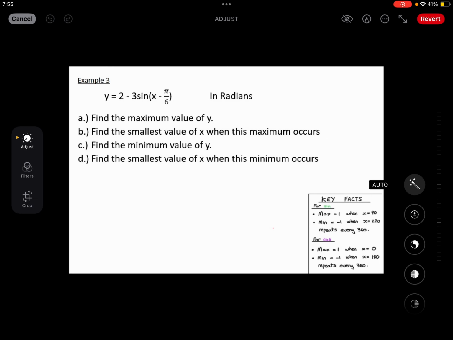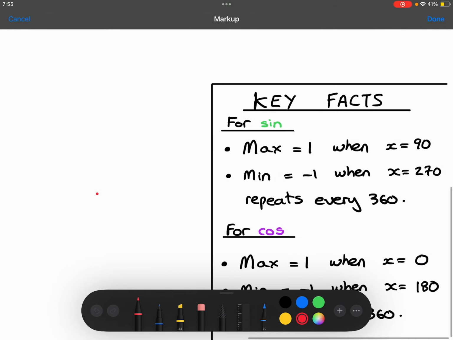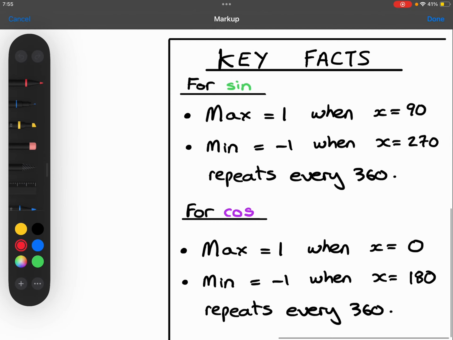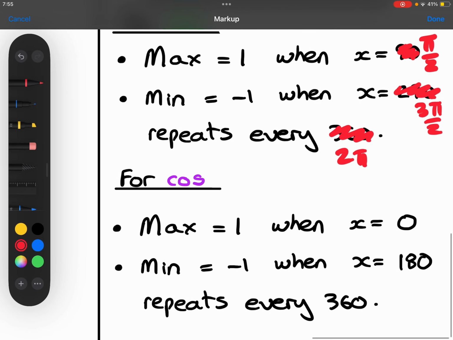Next example. Now, first thing to point out here, look, is we're in radians. So let me just adjust my key facts here to account for the fact that we're in radians. So 90 degrees is the same thing as pi over 2 radians. 270 degrees is the same thing as 3 pi over 2 radians. 360 is 2 pi. 0 is still 0. 180 is pi. And 360 again is 2 pi.